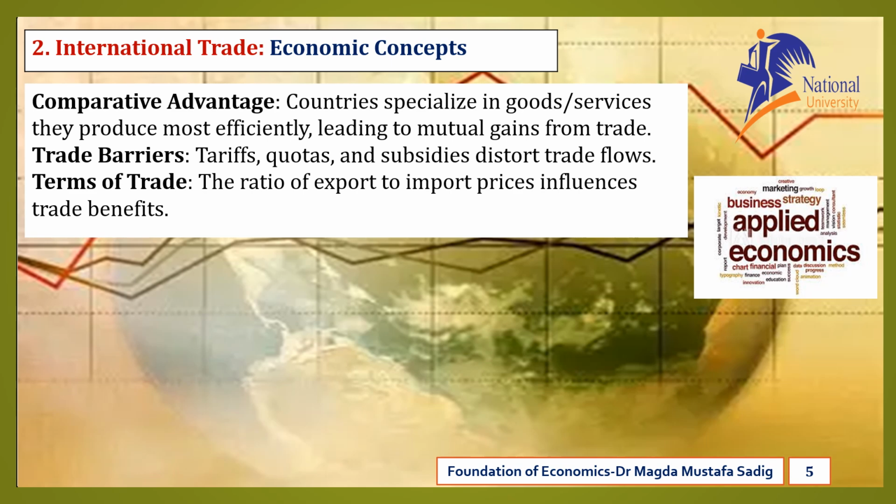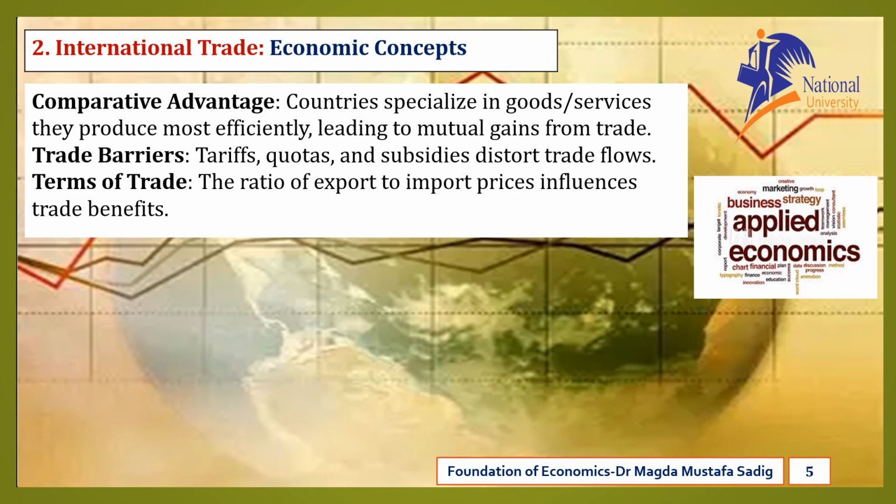Trade barriers. However, trade is not always free. Governments often impose trade barriers, such as tariffs, which are taxes on imports, quotas, limits on the quantity of imports, and subsidies, government support for domestic producers. These measures protect domestic industries, but they can distort trade flows, reduce efficiency, and increase consumer prices.